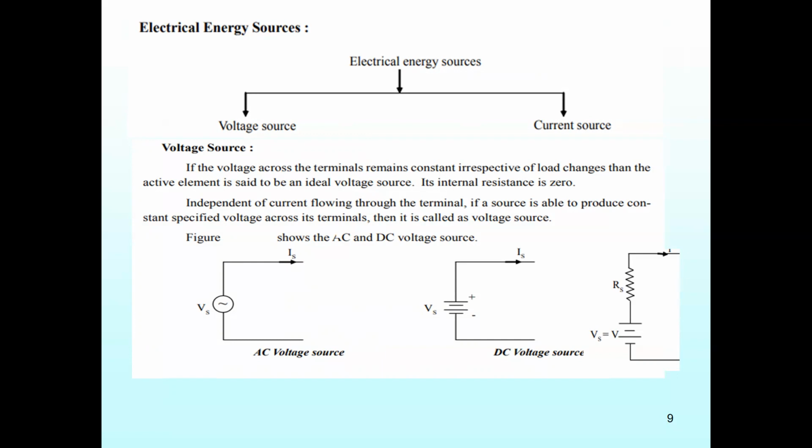The third one is the practical voltage source. Vs is the source voltage, Rs is the source resistor. The source resistor is also called the internal resistance of the voltage source. A voltage source in series with a resistance is called a practical voltage source.